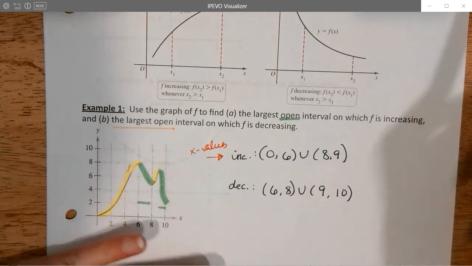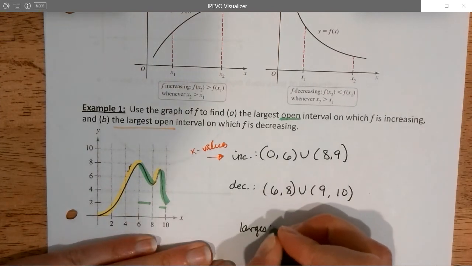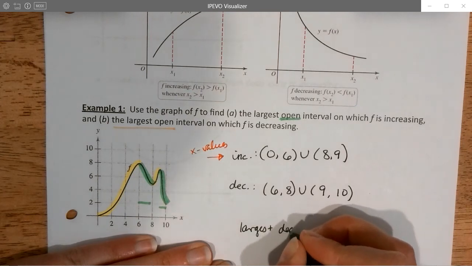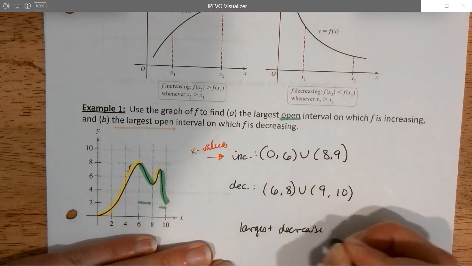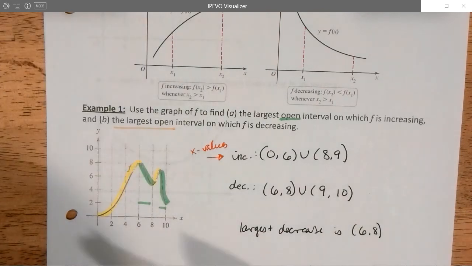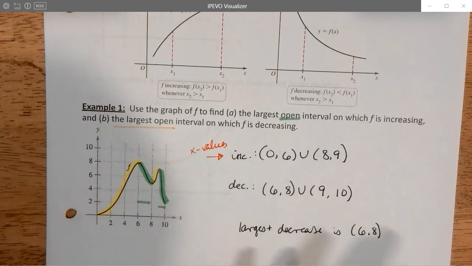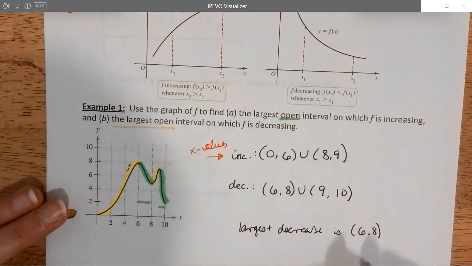Okay, so the largest interval of decrease is from 6 to 8. So it decreased for the longest, even though it didn't decrease as low. It decreased for the longest time, if x was time, for example. So it's the widest interval.